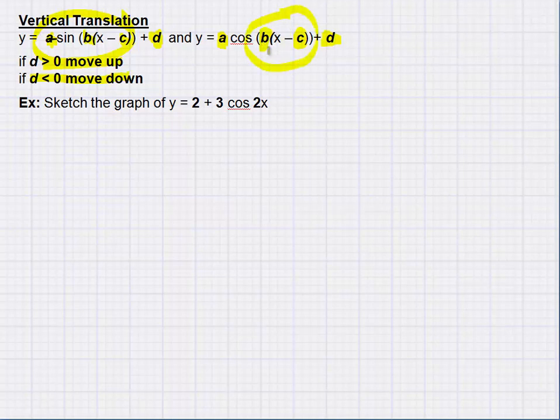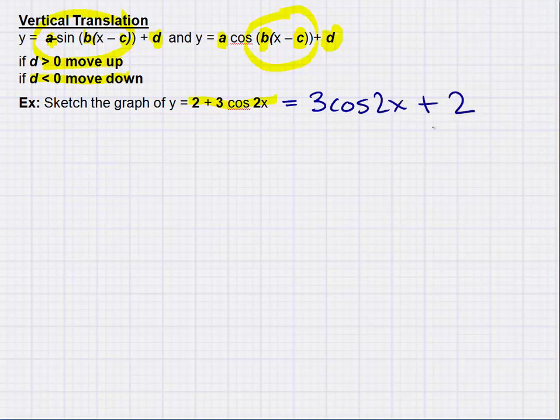So you look at it as B times the quantity x minus C. And D is outside the whole function. That would be our vertical shift. So let's say I wanted to graph this particular function right here. I could rewrite this function another way. I could write this as 3 cosine 2x plus 2.